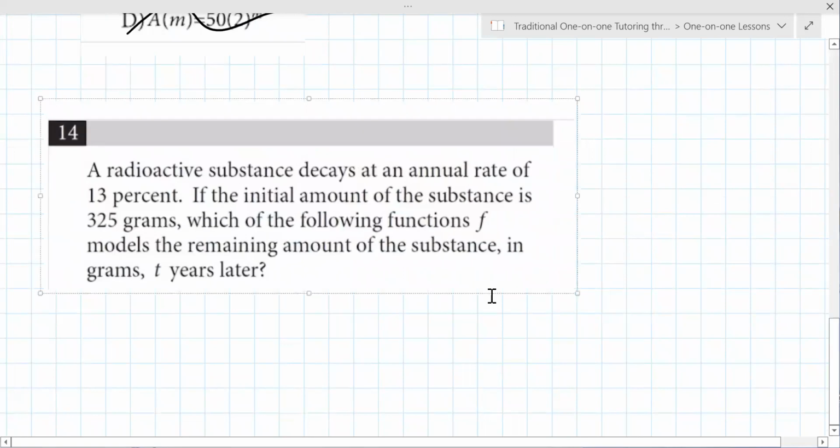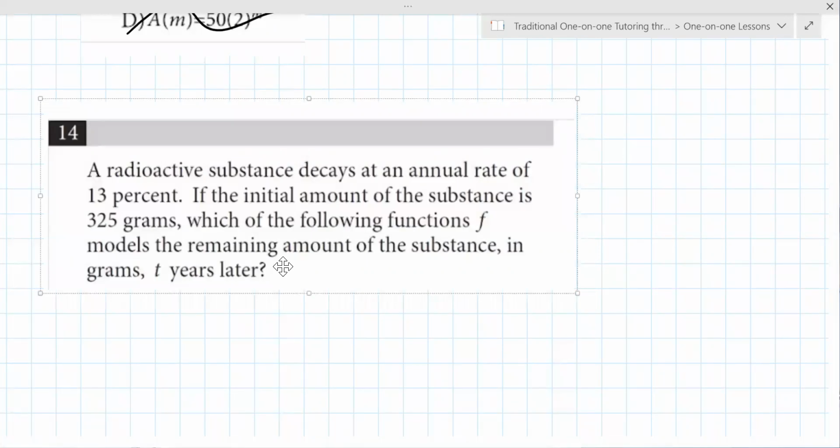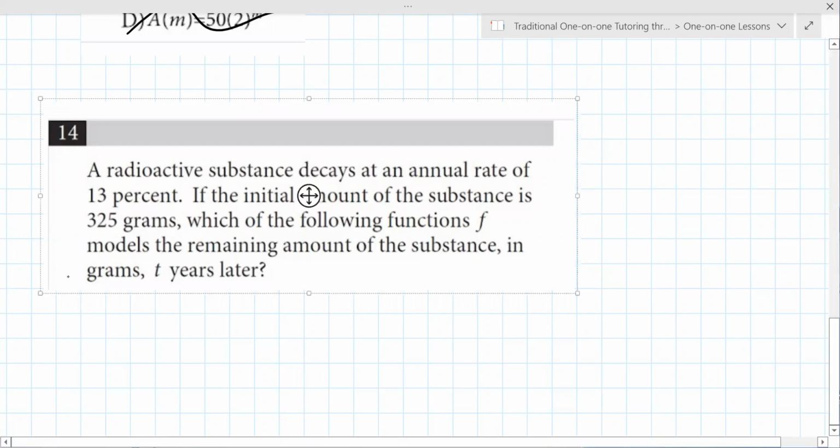I won't ask you to do a ton of reading, but I'd like you to read this one out loud for me, please. The whole thing? Yes, let's read it from the beginning. A radioactive substance decays at an annual rate of 13%. If the initial amount of the substance is 325 grams, which of the following functions F models the remaining amount of the substance in grams T years later? Got it. Thank you for doing that.